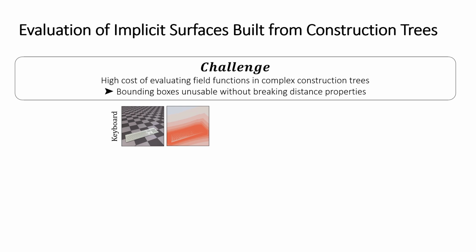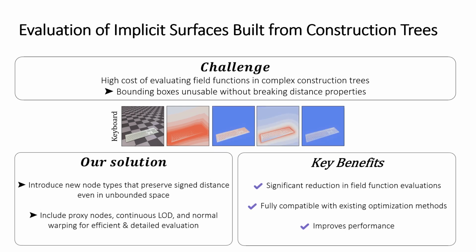tracing. Standard acceleration structures can't be used without breaking signed distance guarantees. We address this with new node types that preserve the distance property even in unbounded regions. Combined with proxy nodes, continuous load, and normal warping, our method cuts evaluation cost while keeping accuracy and remains compatible with existing optimizations, offering major performance gains.